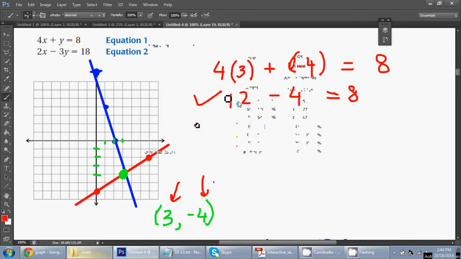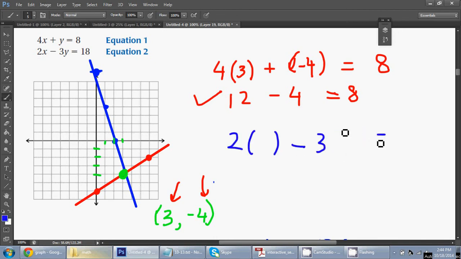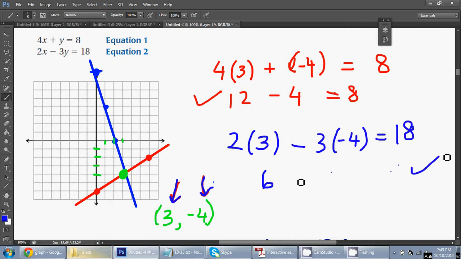Now, you also have to check the second equation to make sure it fits there too. Second equation says 2 times x minus 3 times y is actually equal to 18. So you plug in the same things. So x right here is 3. Y right here is negative 4. So this is saying 6 plus 12 should equal 18. Is that true? Yes, that's true. That shows you that this point is a solution of both of those equations, which means you did it correctly.